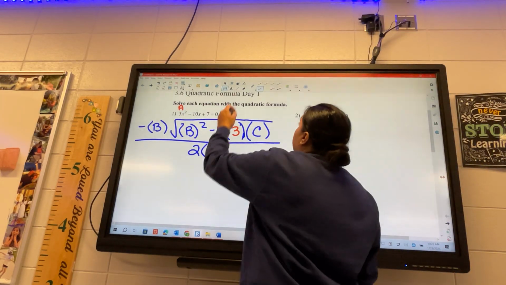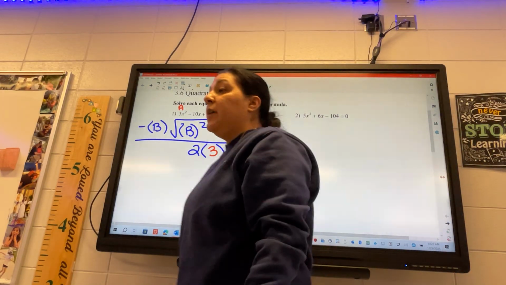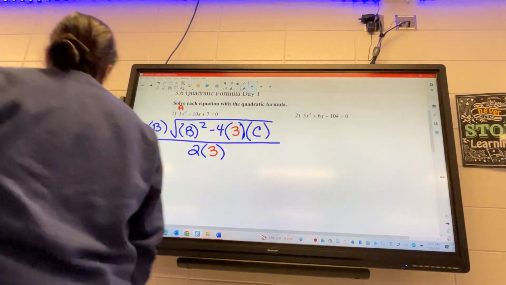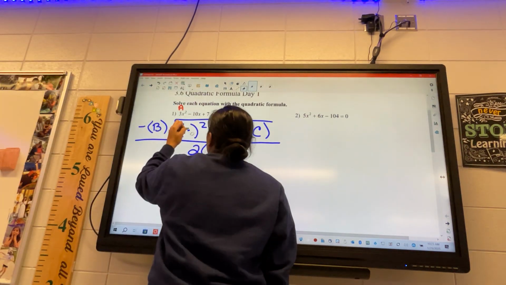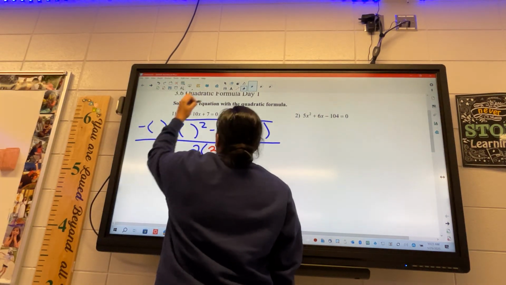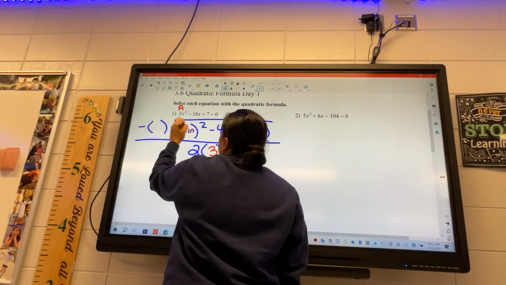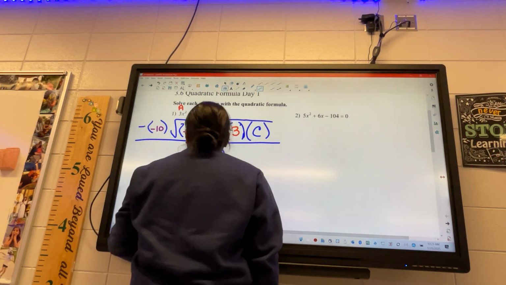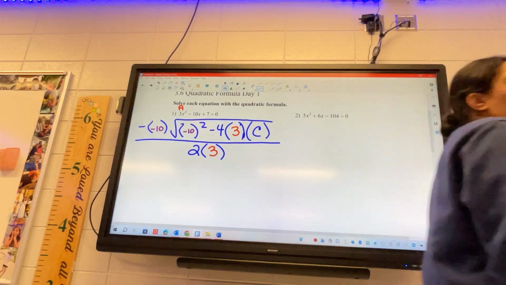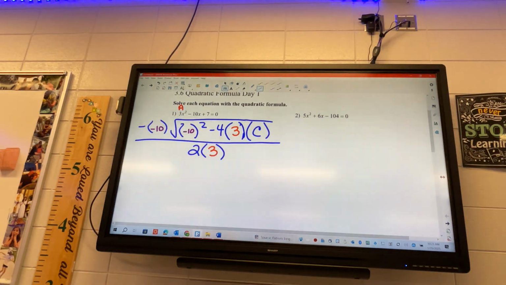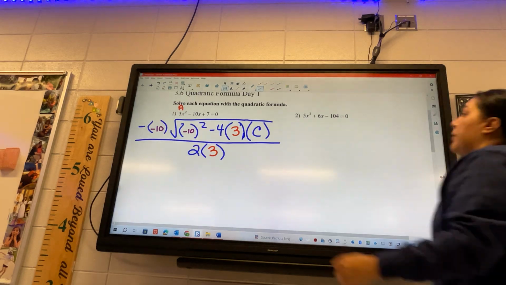Negative 10. B is negative 10. So everywhere there's a B, I'm going to erase it and put what? Negative 10. So I'm going to erase right here, and I'm going to erase right here, and say negative 10, negative 10. Okay, and everywhere there's a C, I'm going to erase it and put what? Positive 7.